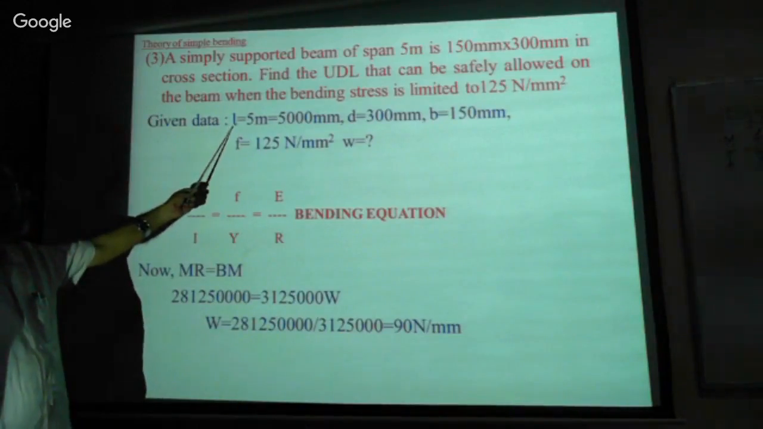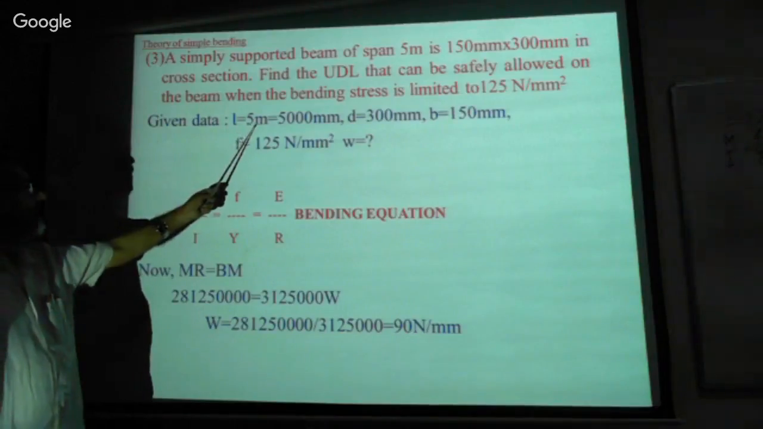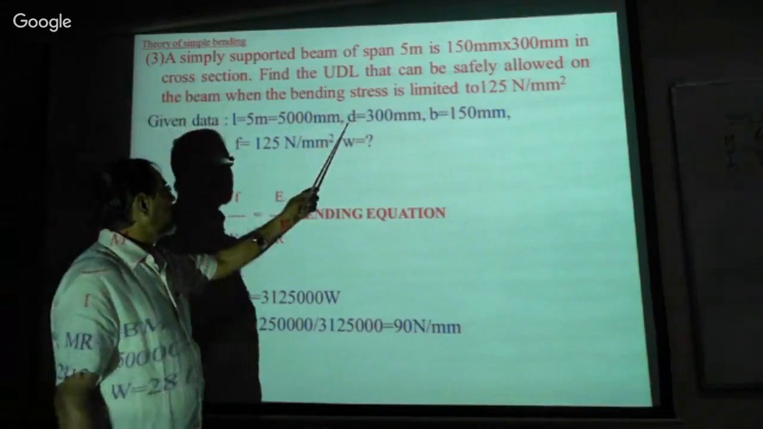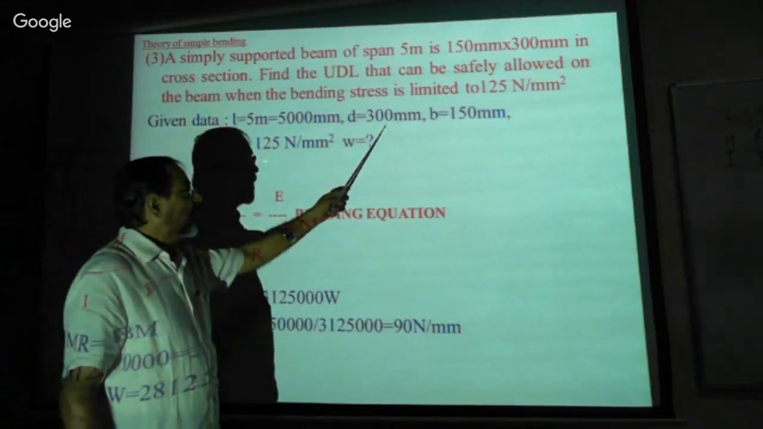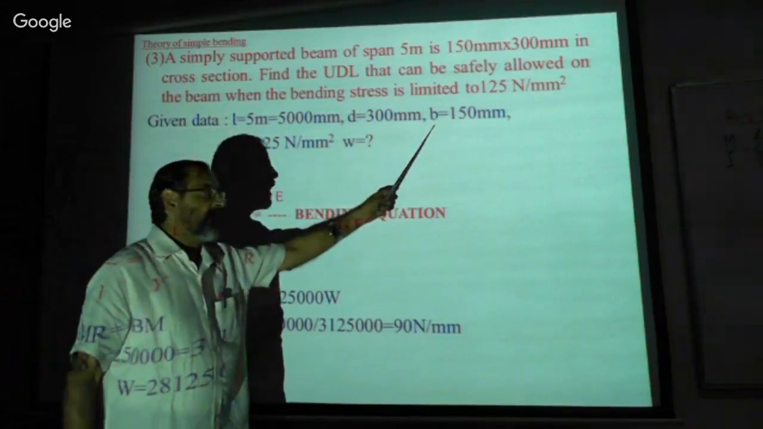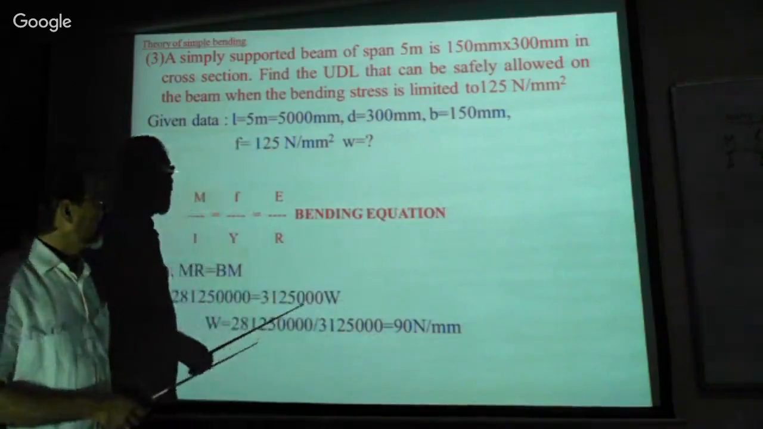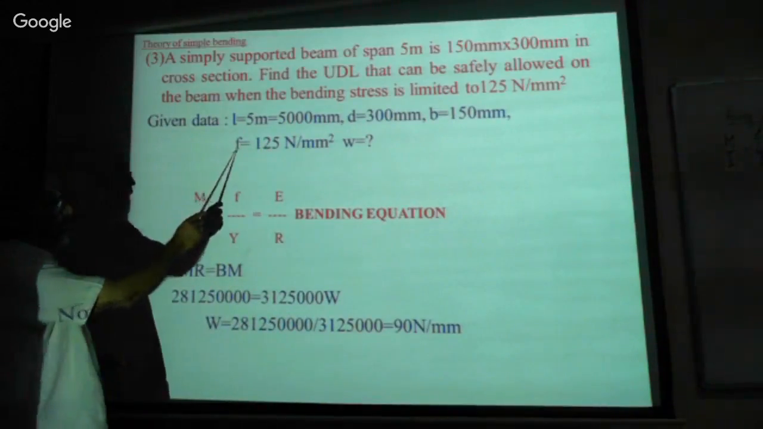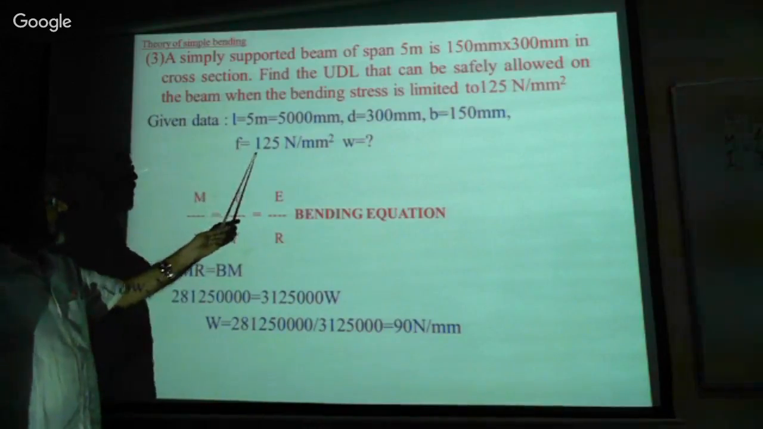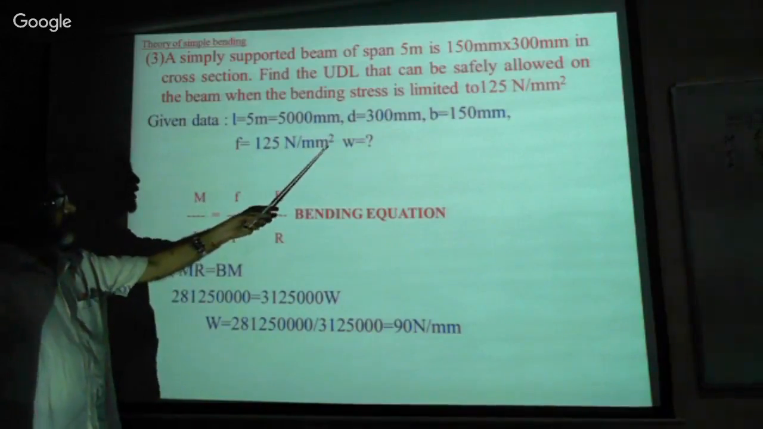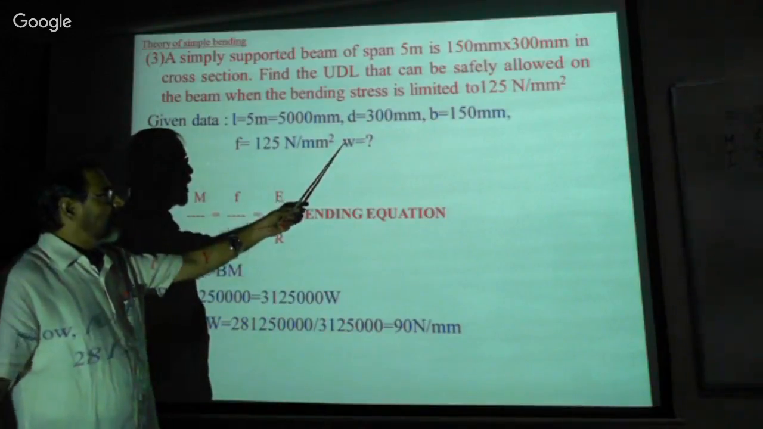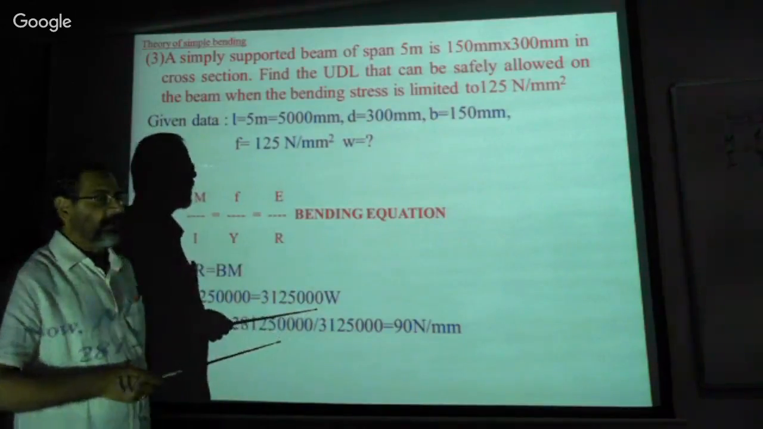That is length of the beam, L is equal to 5 meters, that is 5000 millimeter. And depth is given, D is equal to 300 millimeter. And breadth of the beam is given as 150 millimeter. And similarly, the stress in the material is 125 Newton per millimeter square. Now we need to find out what is the UDL W, the load on the beam. We need to calculate this.